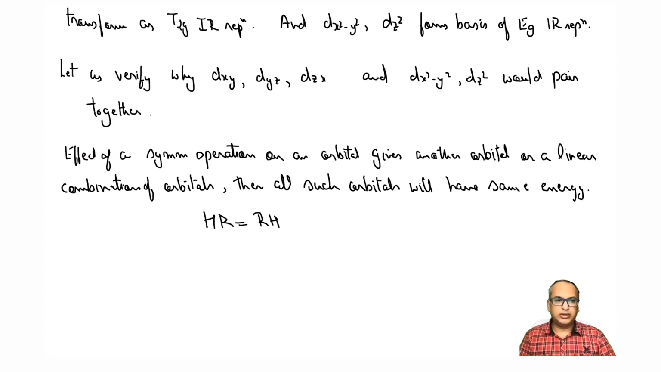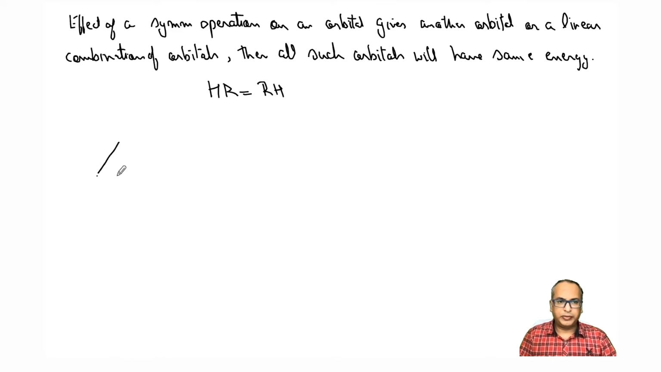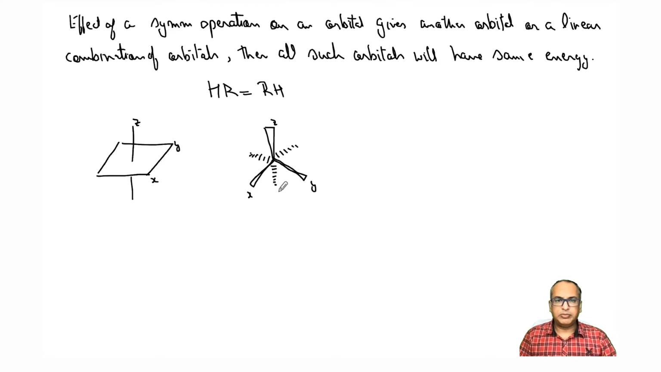So let's look at the octahedral case only. Let's say we have this, and if we have this as x, y, and z, we can also draw it in a way that makes it easier to identify the C3 axis. So this is my x, y, and z. This is my minus z, minus x, minus y.